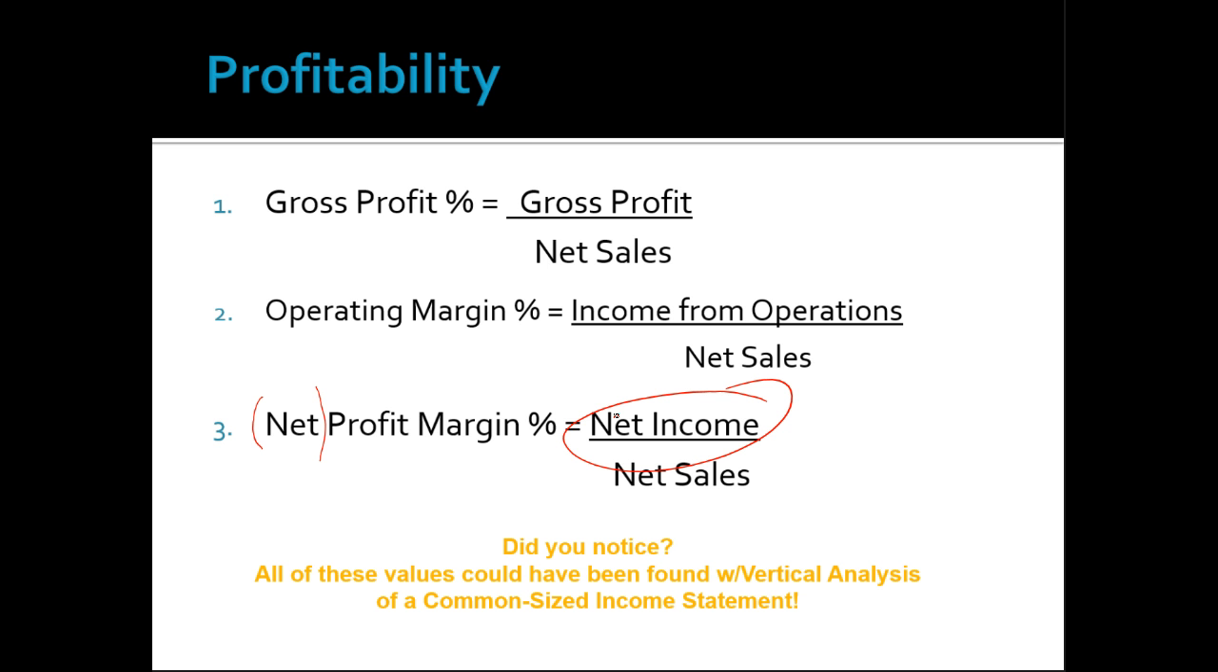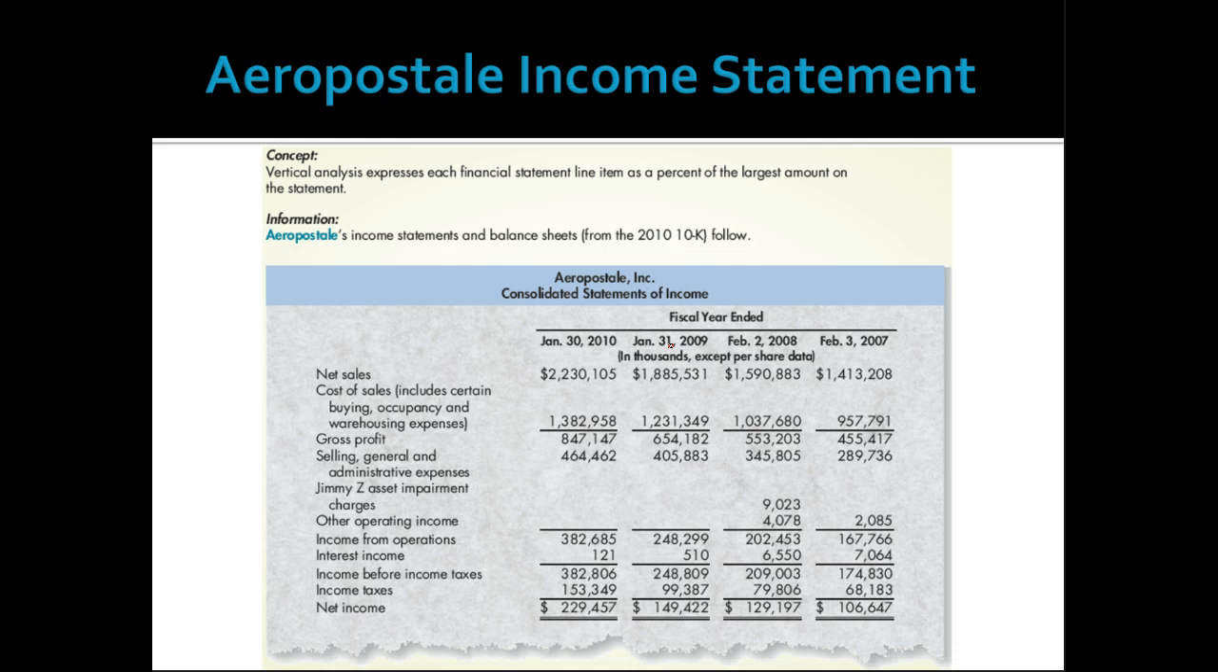Before I go any further, did you notice that all of these are numbers on the income statement, divided by sales? If I did vertical analysis of a common-sized income statement, wouldn't I have found the exact same thing? Everything on a vertically analyzed income statement would be divided by sales. So, can you find some of these ratios by doing some of the other analysis that you've already talked about? Yes, you can.